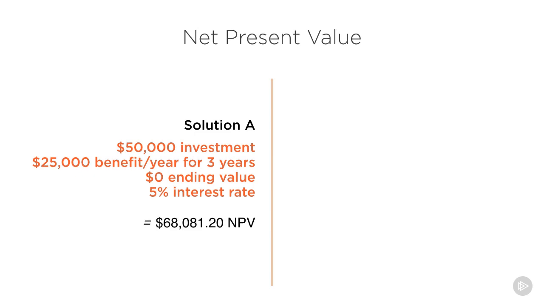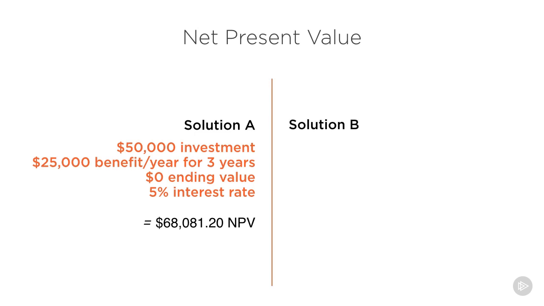That's based on the $25,000 per year in cash flows, $75,000 in total. But we're applying that 5% interest rate to the money that we're not going to see until the ends of years 1, 2, and 3 based on an investment that we make today.